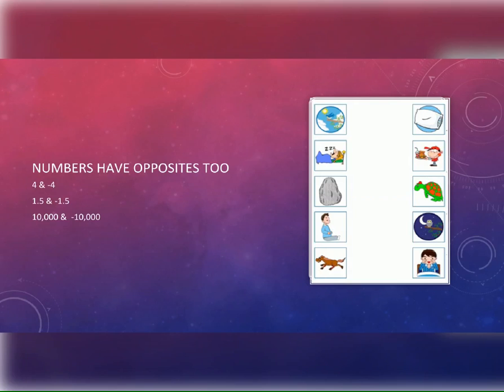So now let's look at the numbers. If you have 4, its opposite is -4, because that would be 4 to the right of 0 on the number line, and then that would be 4 to the left of 0 on the number line. You can have it as decimals. You can have 2.3 and then -2.3. They would still be the same distance from 0 on the right and the left of the number line. You can also do that with fractions. If you have 1/2, the opposite is -1/2.